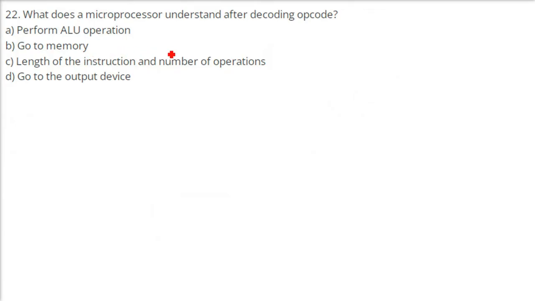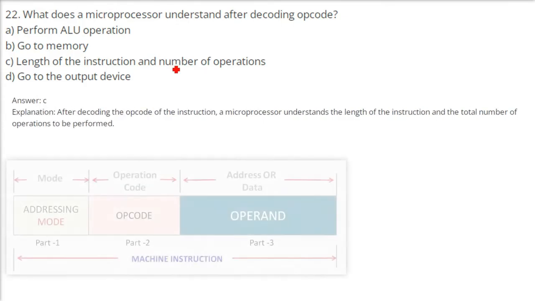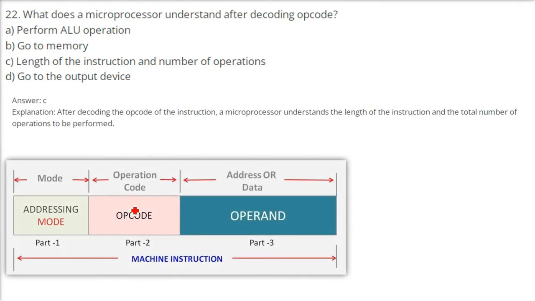What does a microprocessor understand after decoding the opcode, the operation code? Any operation has two parts. The parts are opcode and operand. The opcode also has inside it, meaning the microprocessor understands what the addressing mode is and what data it is going to act on. How the data will be accessed is the addressing mode, and the data will be called the operand. Okay. Now the question is, what does a microprocessor understand after decoding the operation code?